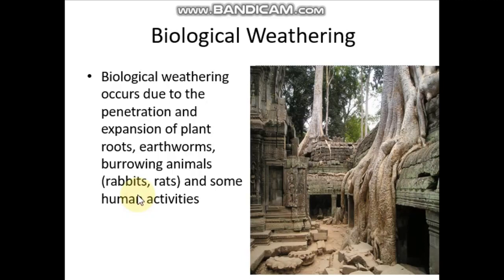Because of some animals like crow, rabbit, rat, trees grow up out of the stones, hills, etc. So, biological weathering occurs due to the penetration and expansion of plant roots, earthworms, burrowing animals like rabbit, rat, and some human activities. Because of that, what happens? The rock will break into smaller pieces.